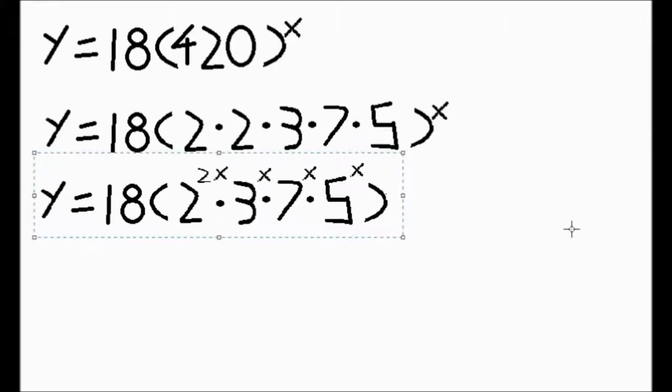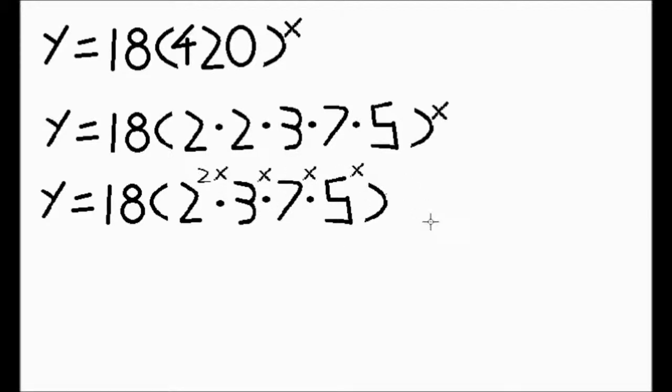And now it says to multiply the x which is outside by the exponents inside. So the numbers without any exponents will have 1 as an exponent. So 2 times x, which is 2x, and it's a 1 over here, so it shall be 1 times x, so 1x, so 3 to the power of x, 7 to the power of x, and 5 to the power of x.